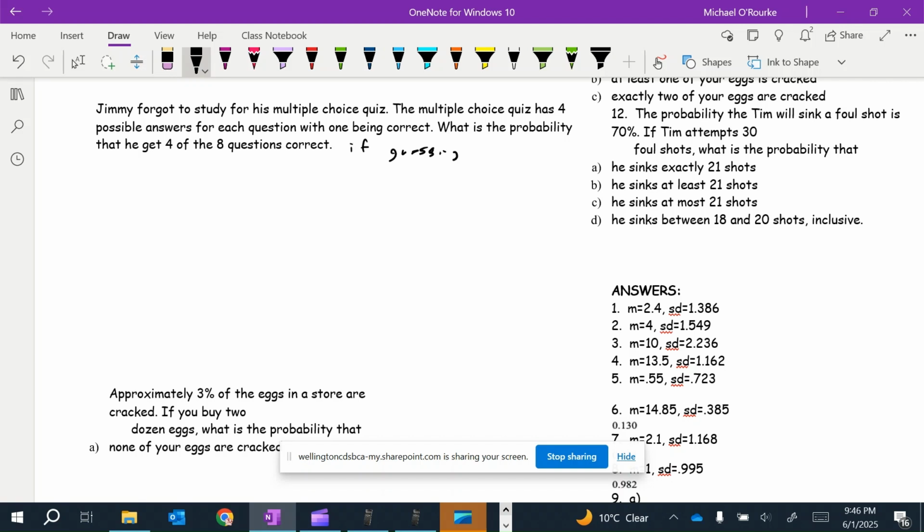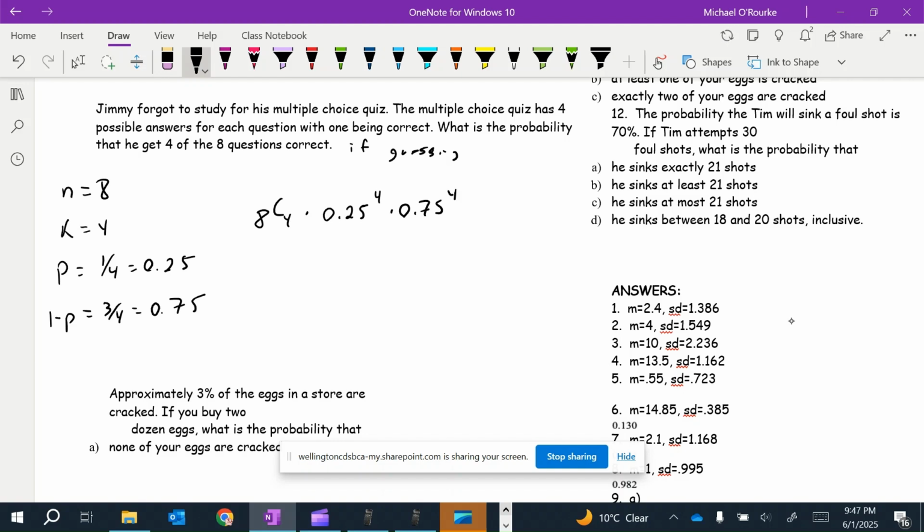All right, so n is 8. How many do we want right? 4. The probability of him being correct is 1 out of 4, or 0.25. And the probability he is mistaken is 3 out of 4, or 0.75. So it's going to be 8C4 times 0.25 to the power of 4 times 0.75 to the power of 4.